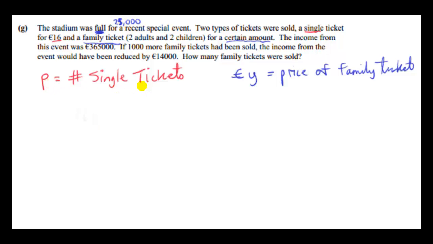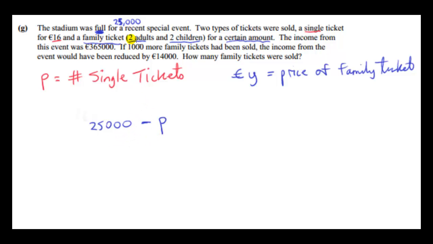So if P single tickets were sold, how many people are left over? Well, we just take the total number of people, which is 25,000, and subtract P. So P is the number of single tickets, which are just individuals, of course. So this expression gives us the number of people that are left over after all the single tickets have been sold. So all these people that are left over bought family tickets, but a family consists of 2 adults and 2 children. So we need to divide this quantity by 4 to get the number of family tickets sold.